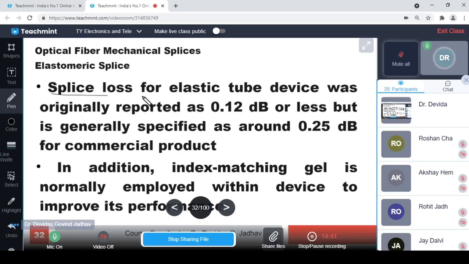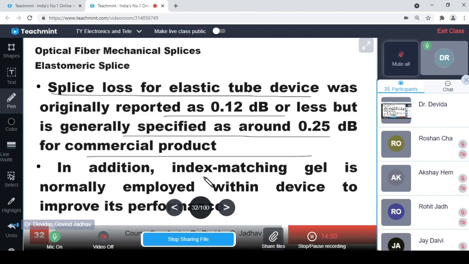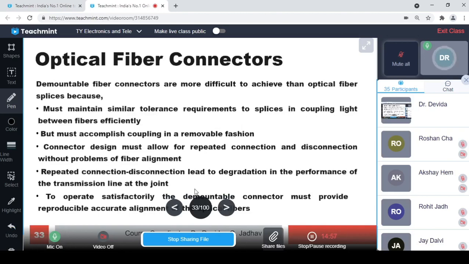So elastomeric splice loss for the elastic tube device was originally reported as 0.12 and is generally 0.25 for commercial products, and in addition the index matching gel is normally employed with the device to improve the performance, to reduce the loss.